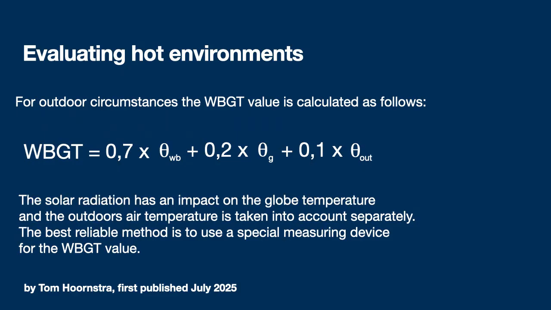If you are working outdoors, then the formula changes. The global temperature is then 20%, the wet bulb is 70%, and the outdoors temperature is 10%. In those cases, the best thing to do is to buy the wet bulb global temperature device and provide the measurement and then look into the table.